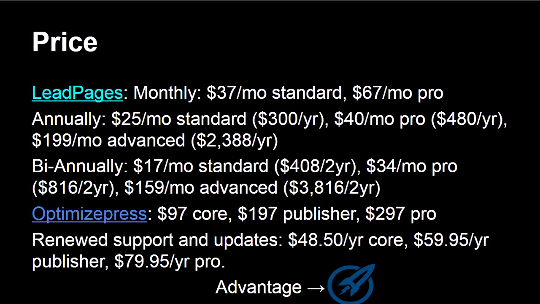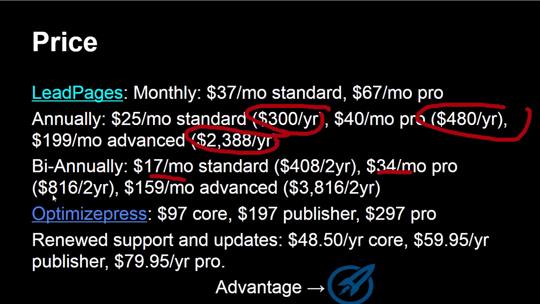But as far as the actual payment you would be making, it would be either $300, $480, or $2,388 a year. Biannually, you pay every 2 years, so you don't have to spend a lot of time paying, and of course you also get a discount with that, which amounts to $17 a month, $34 a month for pro, or $816 a month for advanced. But your actual payment coming out of your bank account would be $408 every 2 years, $816 every 2 years, or $3,816 every 2 years with LeadPages.